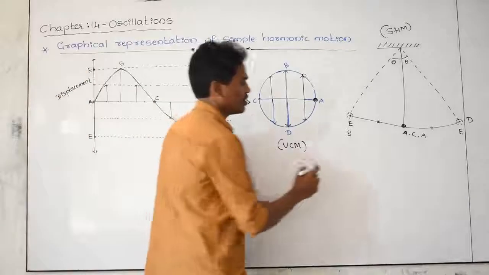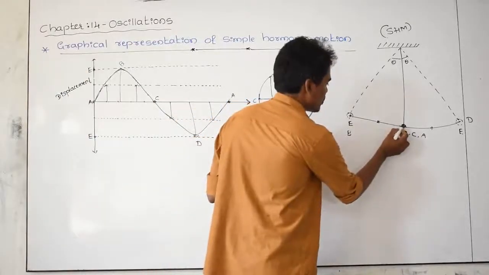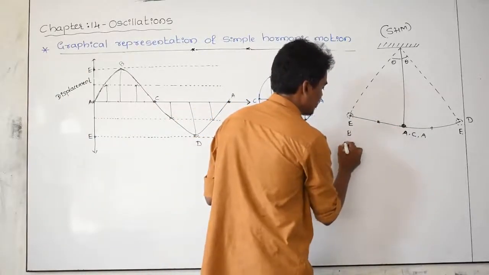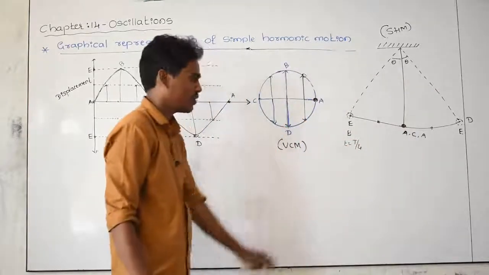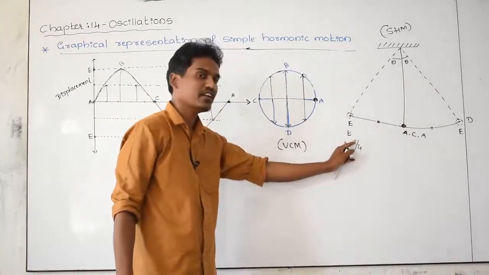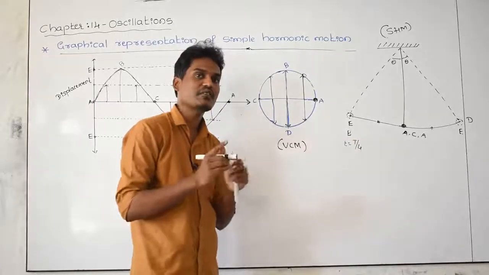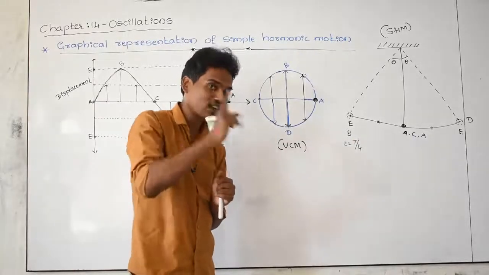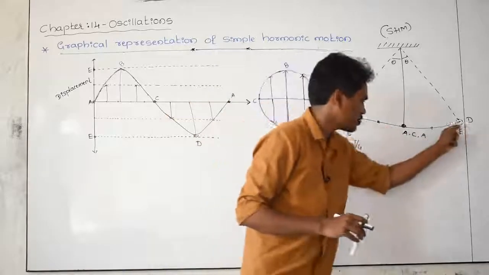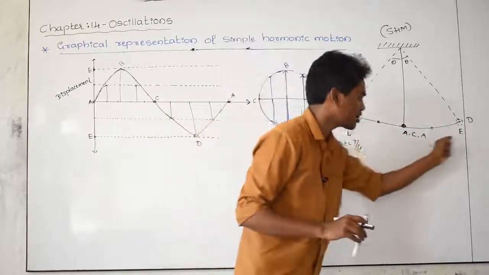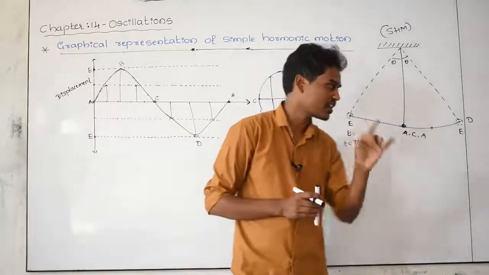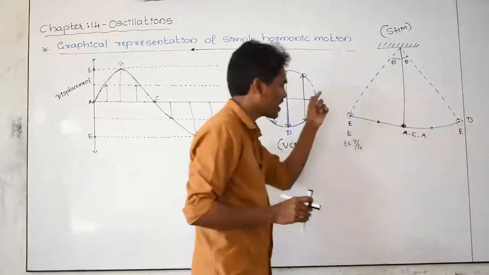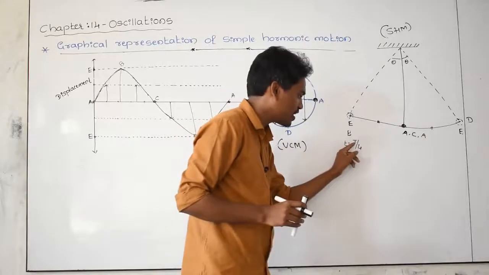And now if the object is moving from this point to this point, the time taken is equal to, for example, T by 4. What is capital T? Capital T is the time taken by the object to complete one cycle. This is one cycle, this is two cycles. In order to complete just one complete cycle, the time taken by the body is capital T.